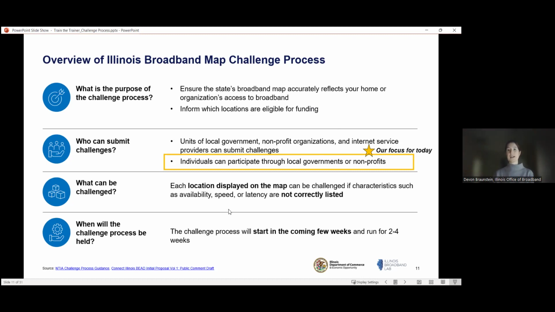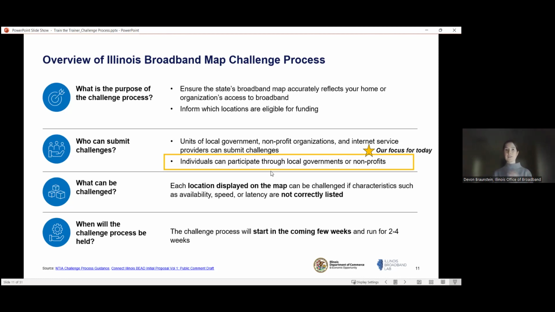So what can be challenged? The state will be publishing a map in the next couple of weeks that will have both broadband serviceable locations, which are essentially households and businesses, as well as community anchor institutions, which I know a lot of folks here provided input on. And again, those are schools, parks, libraries, certain community service organizations, organizations that focus on reentry support, senior centers, hospitals, things like that.